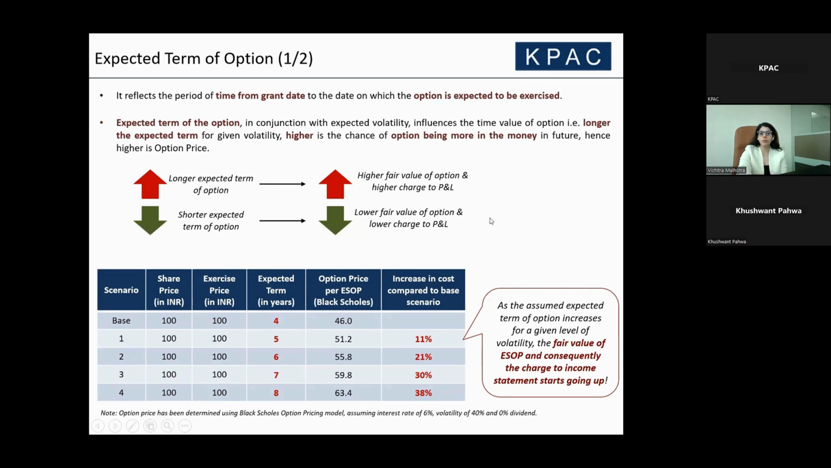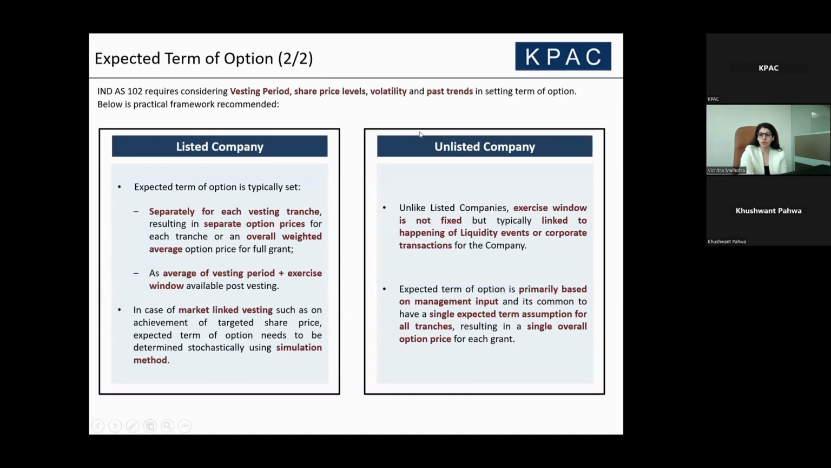Similar to how we did a deep dive on expected volatility assumption, let's go into how expected term of option is set. Here, from an Ind AS 102 perspective, it's essential to note that the standard is not prescriptive on how you set expected term of option. Instead, the standard suggests that you need to consider all factors which can impact the expected term of these options. So obviously, like we discussed, your vesting period is the key. Unless options are vested, they cannot be exercised. So the standard does require us to consider vesting period and associated exercise period.